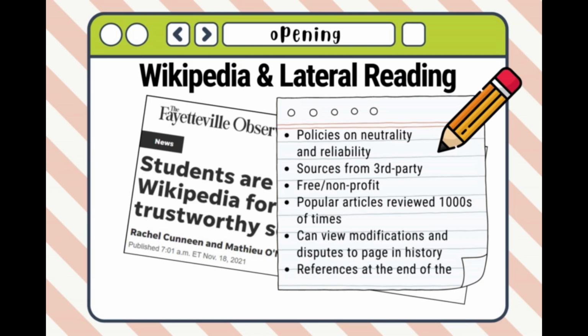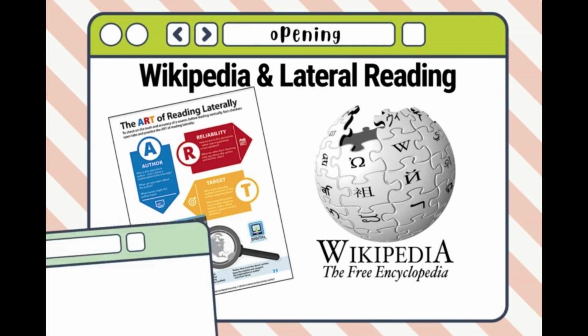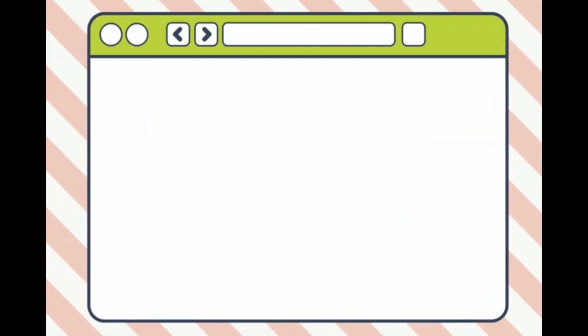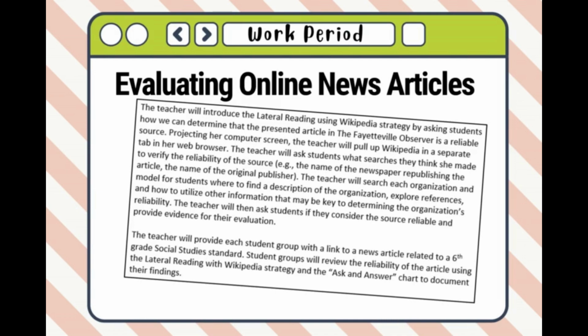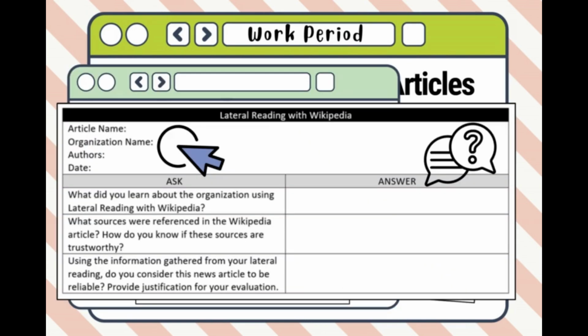Students had previously been introduced to and practiced lateral reading strategies in a lesson adapted from the Civic Online Reasoning curriculum collection. For the work period, I guided students through the process of applying their understanding of lateral reading and the use of Wikipedia to determine the accuracy of information presented in online news sources. I modeled how to search organizations using Wikipedia to find a description of the organization, explore references, and utilize other key information that might be important to evaluating the organization's reliability and thus the accuracy of the information presented.